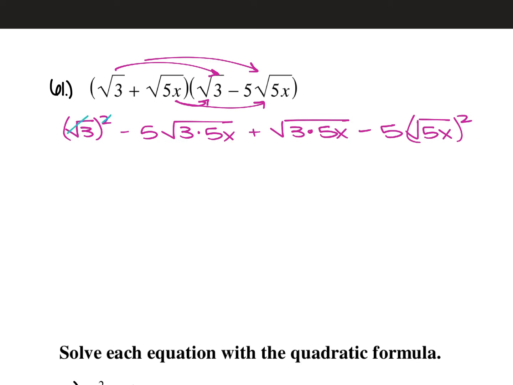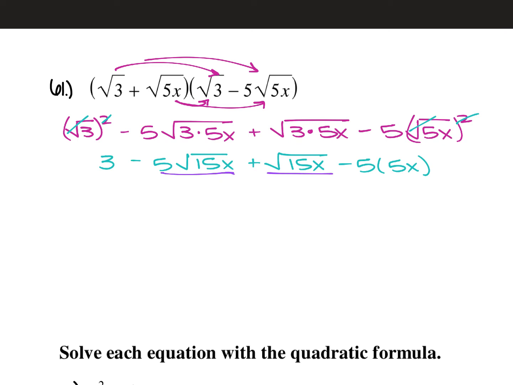The power of 2 cancels out the radical, so this becomes 3 minus 5 square root 15x plus the square root of 15x minus 5 times 5x. So this simplifies one more time with combining like terms and simplifying the negative 5 times 5x to be 3 minus 4 square root 15x minus 25x.